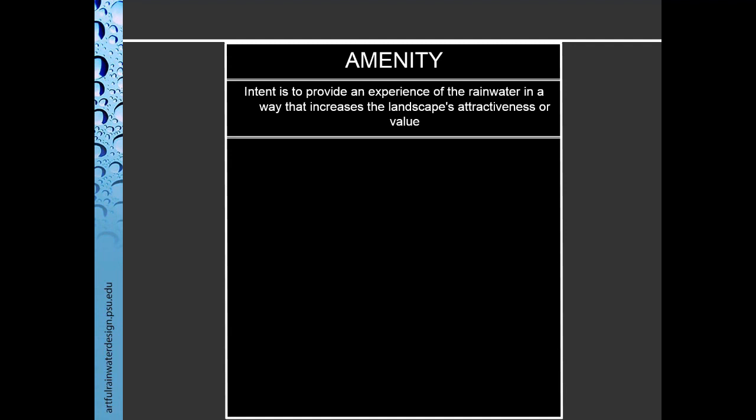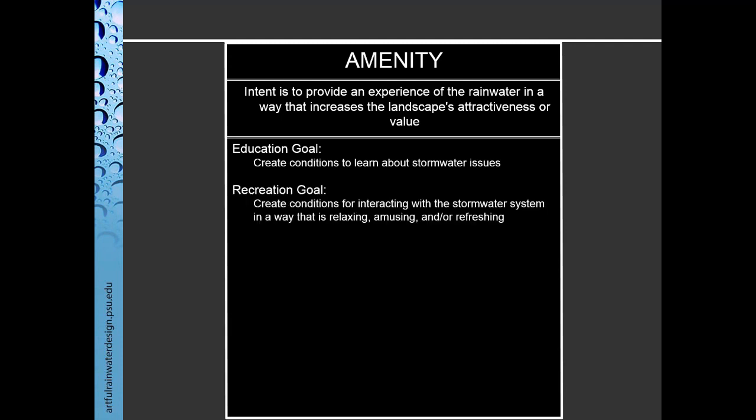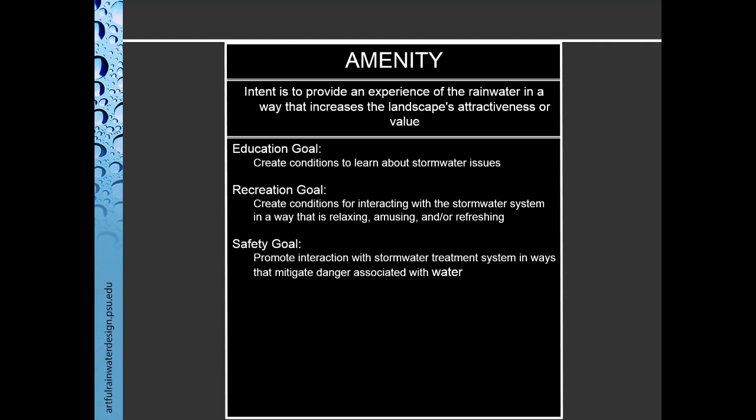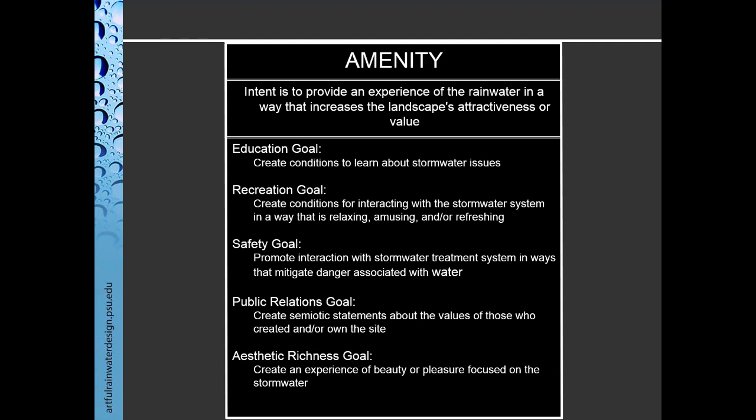As we were going through this study, we looked at many, many case studies, and of those case studies, we tried to see, well, what are the things that are adding amenity? Of that, we came up with a few categories. Some we threw out and some we brought back in, but they're pretty straightforward. First one was education. Second one was recreation. Third one is safety, which you might not think of as an amenity at first, but I'll explain why in a minute. Public relations, which is really a fun one to be truthful. And no great surprise, aesthetic richness is one of the things we found to be a goal.